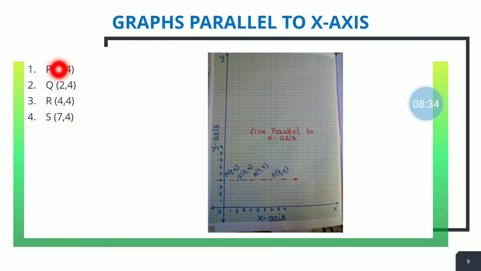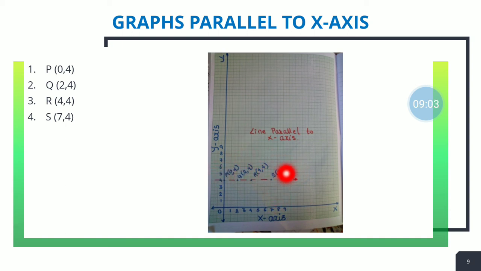Now the graph parallel to x-axis. The first point is P: 0, 4. So for P, x is 0 but y is 4. So it lies above the origin. So the point is over here, 0, 4. Q point: 2, 4. So x is 2 and y is 4. So the point over here, Q: 2, 4. R: 4, 4. So the point is over here, 4, 4, and S: 7, 4. X is 7, y is 4.